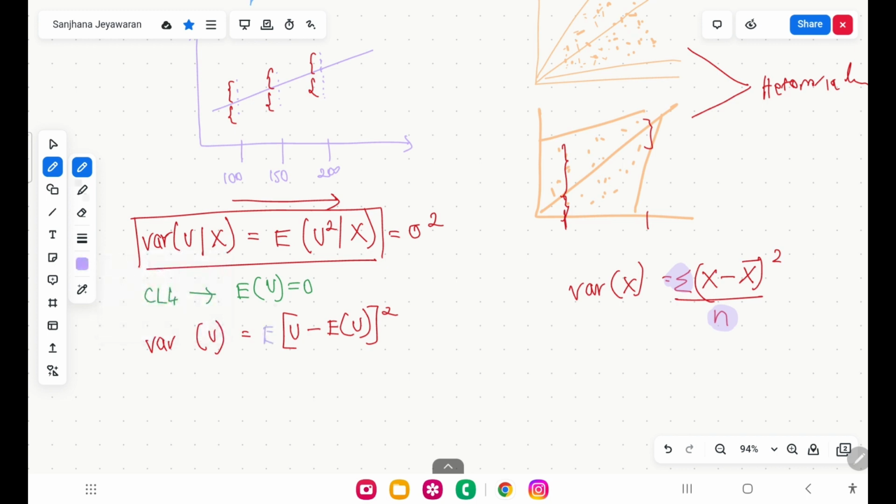We know for a fact, because of the CL4 assumption, the expectation of u, the error term, is equal to 0. So I can write this as u minus 0, whole thing squared, which is the variance of u, and that is actually the expectation of u square. So this is how we get that: variance of u is equal to the expectation of u square.